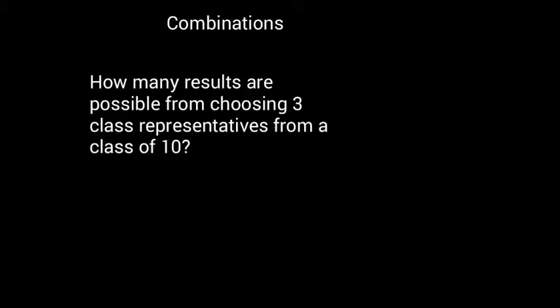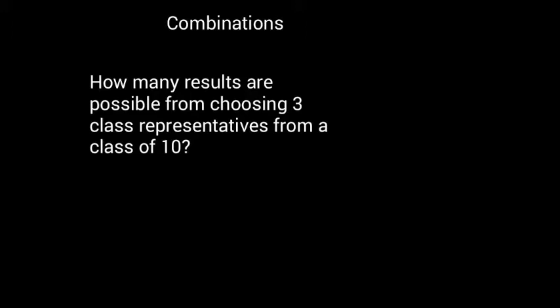Alright, so now we're going to work on some combinations. So how many results are possible from choosing 3 class representatives from a class of 10? Now when we did permutations, the order mattered. So that would be picking like a president, vice president, and secretary. But in this scenario, we just want 3 people. It doesn't matter what order they're picked in. So that's worked just a little bit different.